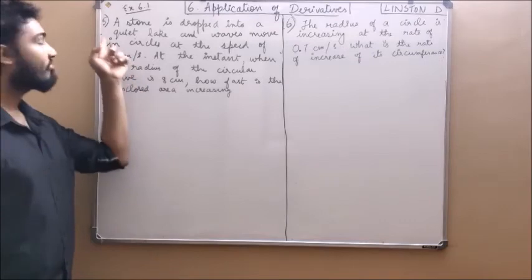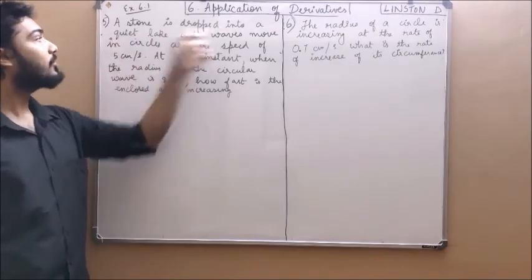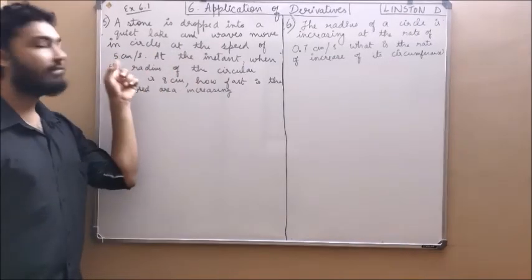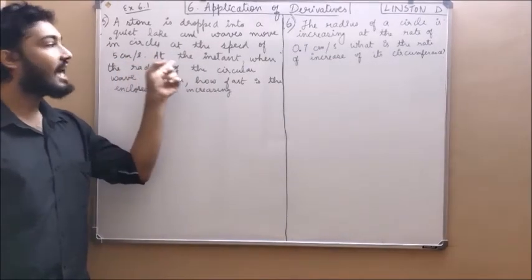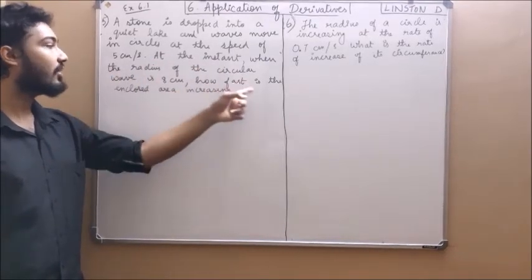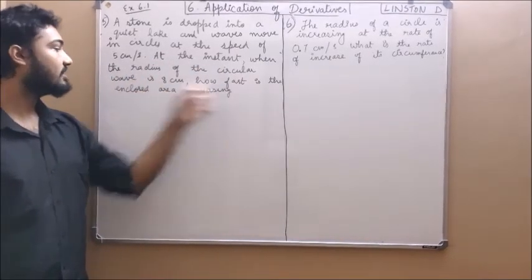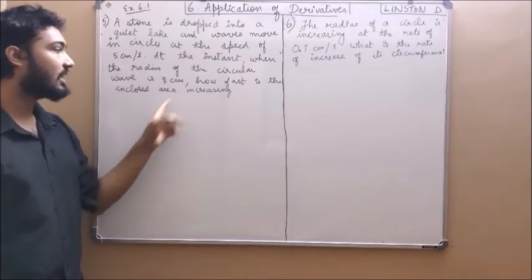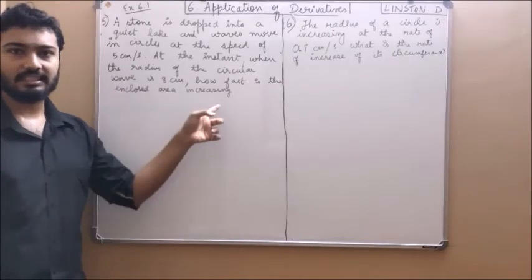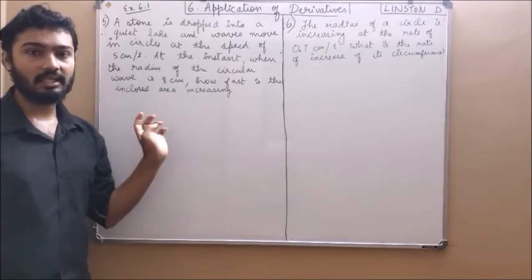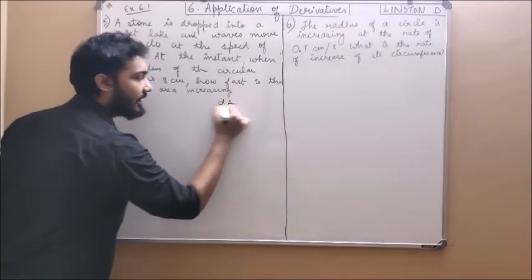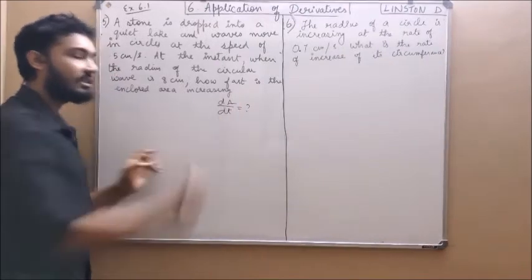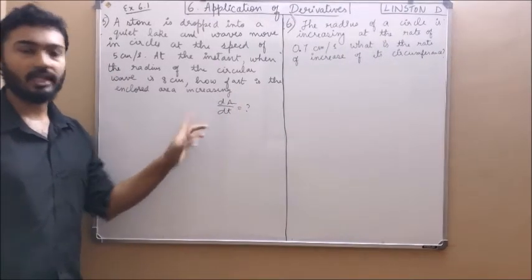Exercise 6.1, fifth question. A stone is dropped into a quiet lake and waves move in circles at the speed of 5 cm per second. At the instant when the radius of the circular wave is 8 cm, how fast is the enclosed area increasing? So what are they asking? They are asking how fast the enclosed area is increasing, which means they are asking dA by dt, how the area is increasing with respect to time.